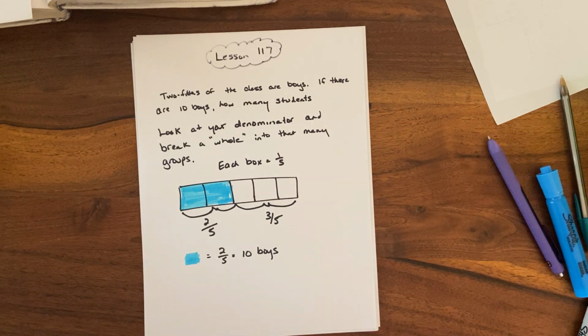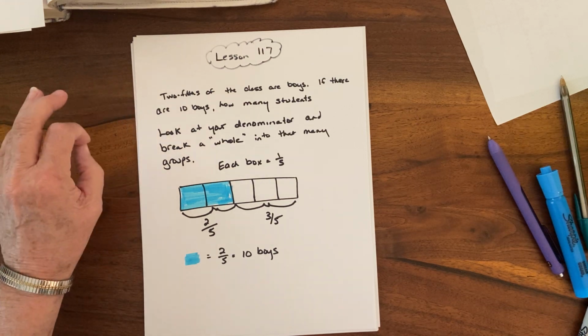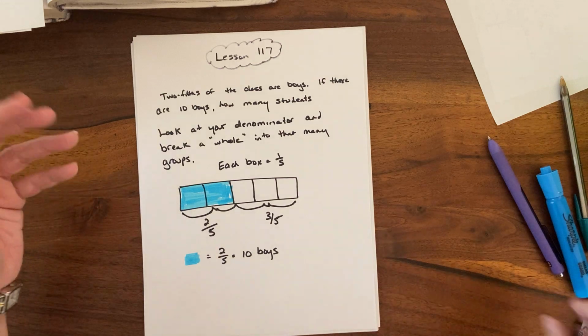This is lesson 117, and it is finding a whole when a fraction is known. Okay, so the first lesson they give you is 2/5 of the class are boys. If there are 10 boys, how many students are there in all?